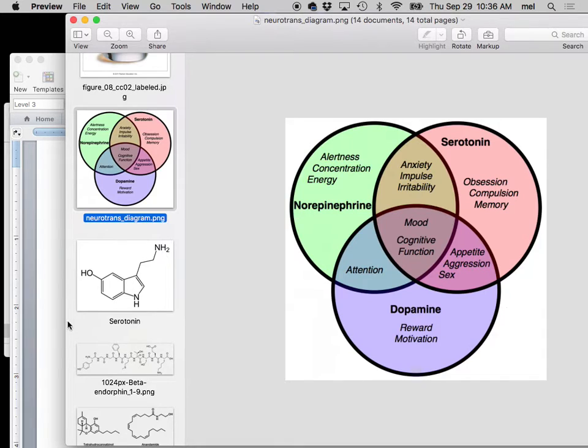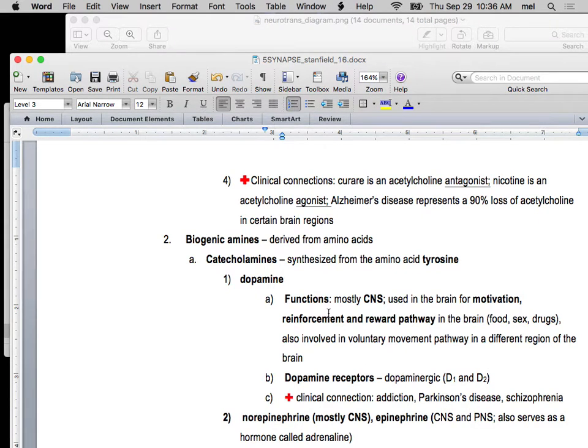So it's reward and motivation. That's one of the functions. So functions mostly CNS, used in the brain for motivation, reinforcement, and reward pathway. There's this pathway that goes through the middle of your brain, the limbic system and the nucleus accumbens, which reinforces behavior.